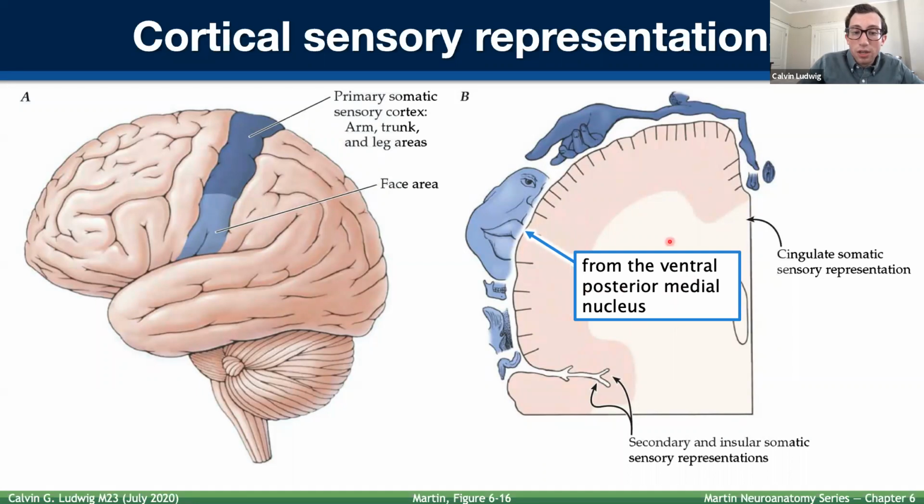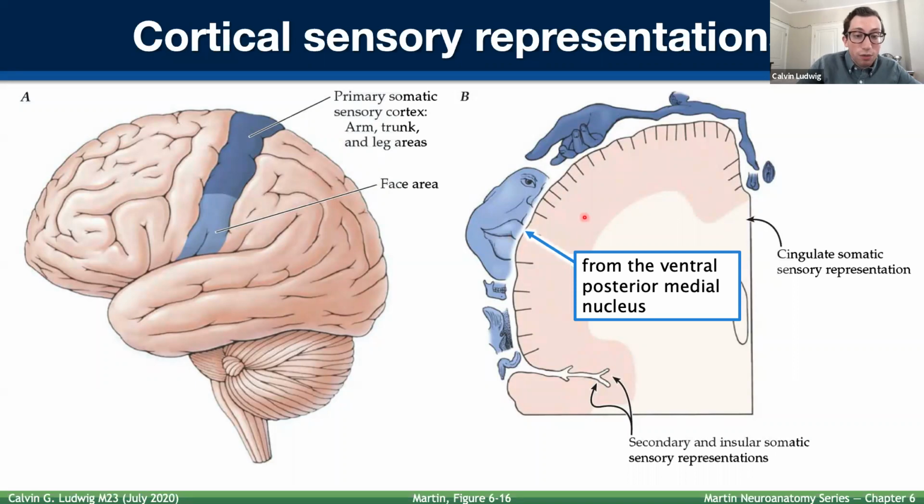And similar to the overrepresentation of the hands, the representations of the tongue and perioral region in the primary somatic sensory cortex are larger than that of other body parts because they're used more and used more extensively, particularly in speech and chewing, which humans do a lot of.